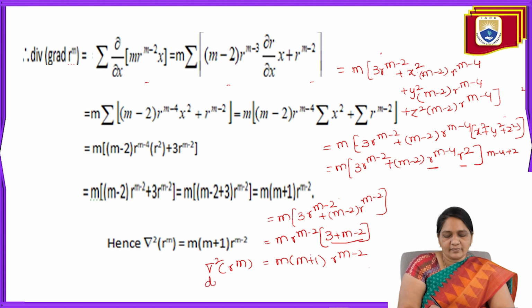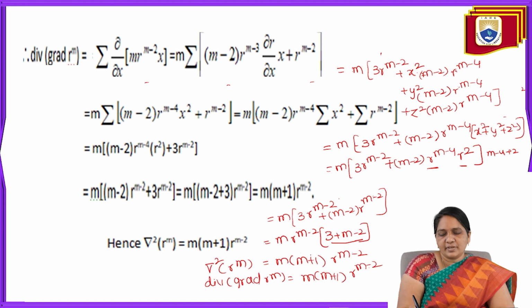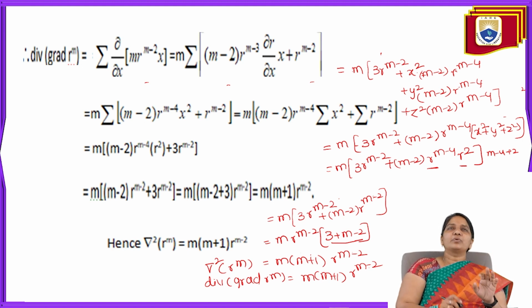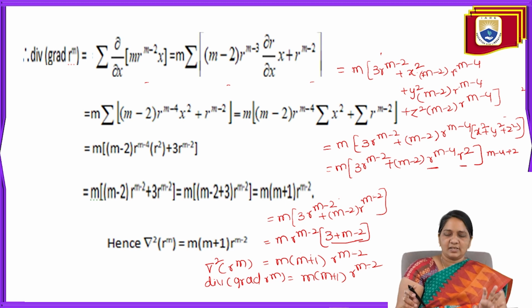The divergence of grad r power m is equal to m into m plus 1 into r power m minus 2. So this is the way to calculate. Here you have to do the simplification carefully and you should know the basic values: r square, dou r by dou x, dou r by dou y and dou r by dou z. Then we can calculate this type of problem very easily.